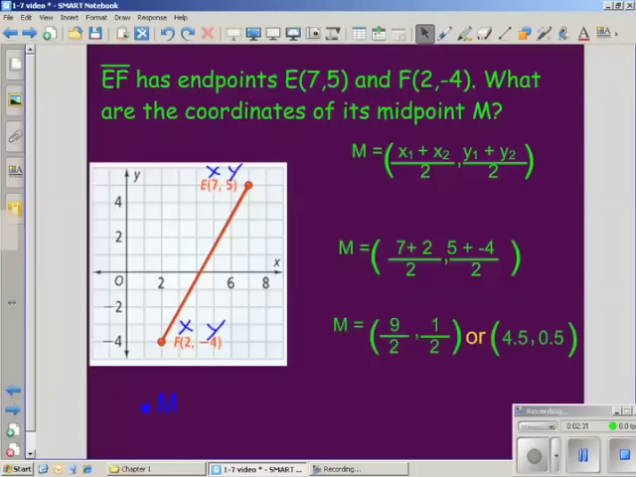which would give us 9 over 2, 1/2, or if we put that in decimal form, 4.5, 0.5. So point M, the midpoint, would be located at 4.5 for the x, and you go up 1/2, 0.5 on the y-axis.